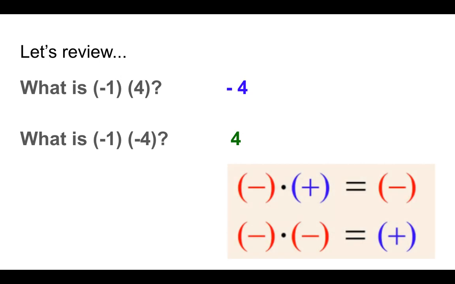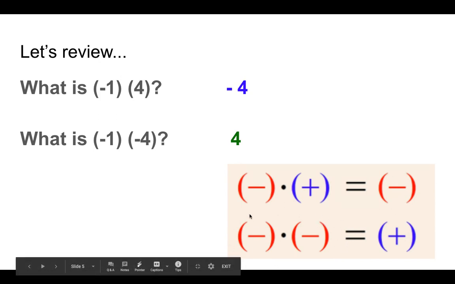To review, a negative times a positive is a negative number. A negative times a negative is a positive number. If the signs are different, when you multiply them together, you get a negative. If the signs are the same, when you multiply them together, you get a positive.